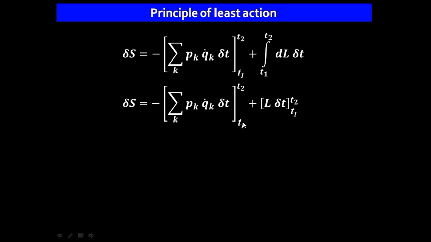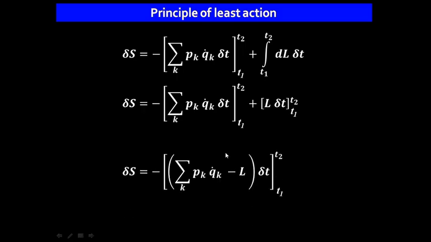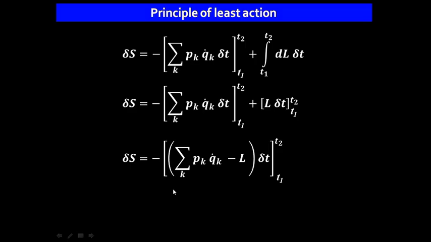Now here also the limit is from t1 to t2. So the common limits are there, so we can put them inside the bracket. So the bracket: summation over k of pk into qk dot minus L. Here we have taken minus common. Delta t is common for both terms, limits from t1 to t2.